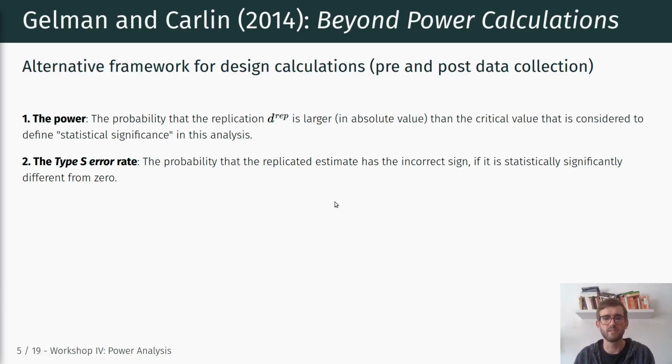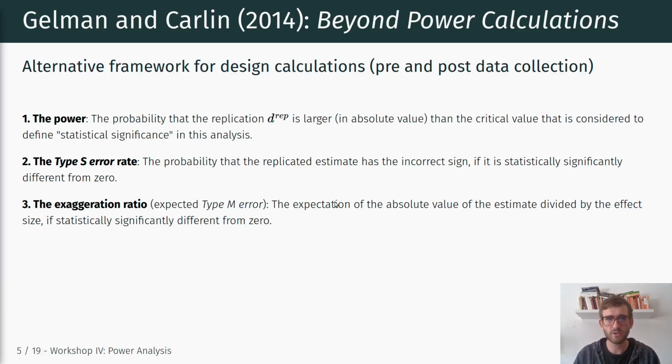This type S error rate is not equal to the significance level, and especially with lower powered studies, with smaller sample sizes, as soon as you condition on statistically significant coefficients, you can still have a very high type S error rate. You can still have a very high probability that your true effect actually has the opposite sign. That's a key point here.